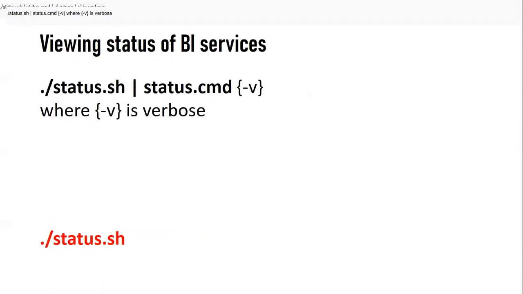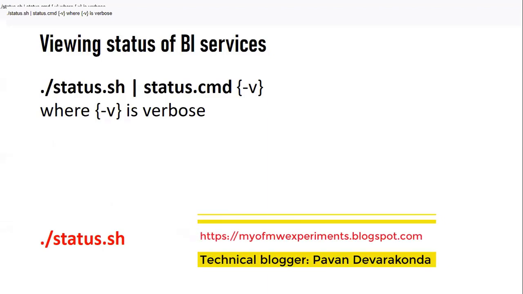Viewing the status of BI services. If you want to view how many servers are running and how many components are running, then you can simply run status.sh in your BI tools. And -v is for verbose, so it will give complete detailed information about every component, every server. But generally we use only status.sh.